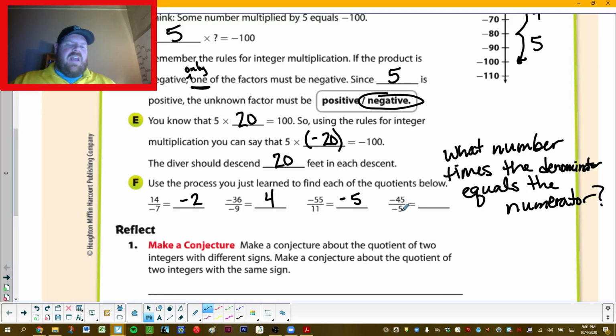-45 divided by -5. Well, I know that 5 times 9 would be 45, and so -5 times 9 would be -45. So this 9 should be positive.